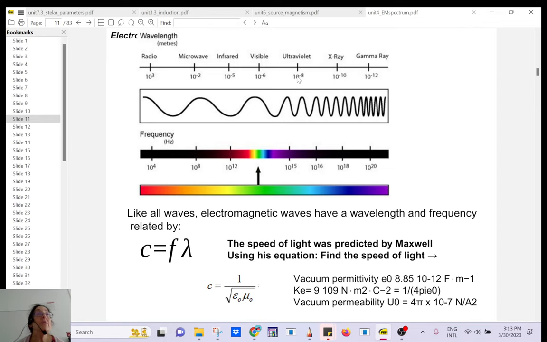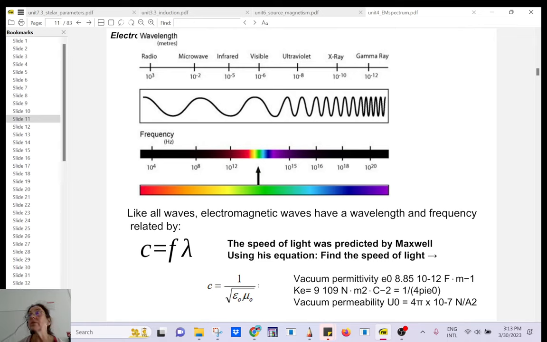And then you have UV, still bad because it can go in your skin. Visible is safe, visible light. And as you go this way, it's kind of safe. You increase the wavelength, you decrease the frequency, and you decrease the energy. The relationship is the speed of light equals the frequency of the wave times the wavelength.